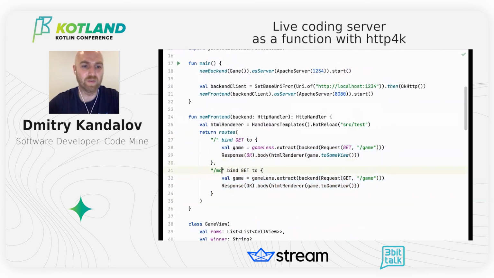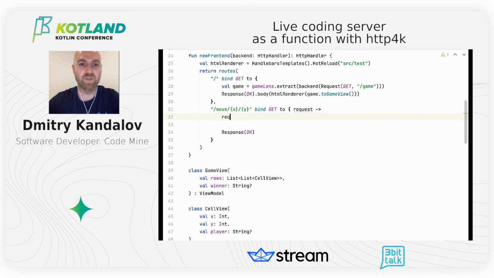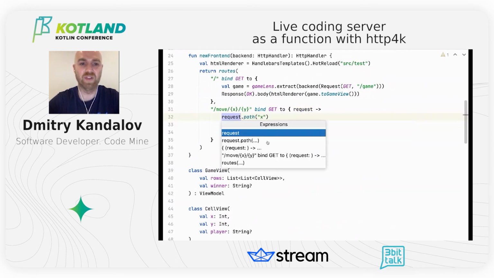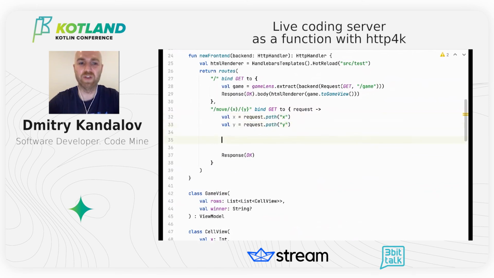This will be move, and then we need to extract x and y from the path. And in http4k, we can do it using this curly braces syntax. So what it means is, let's say we return OK, and now on the request, we can call path function and specify x. This will give us back x, which is going to be just a string, but we don't really need much more because all we want here is to do a post request to the backend and pass in x and y to it. Once again, let's just ignore the response.